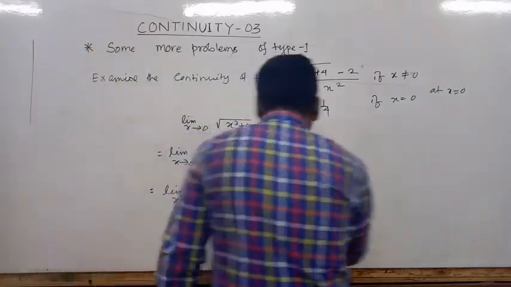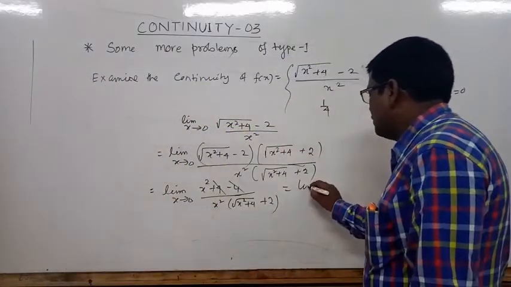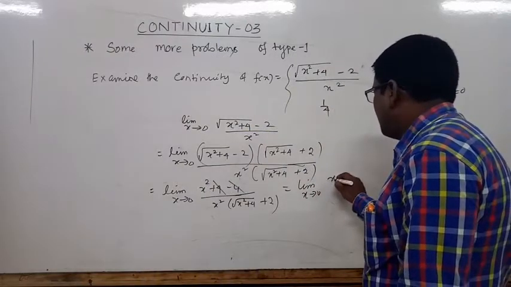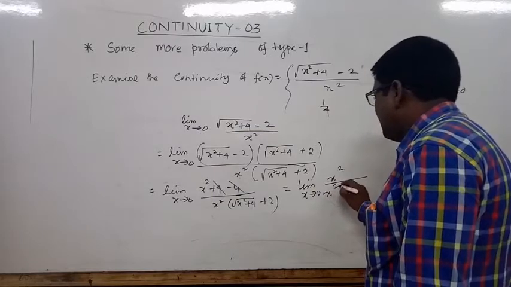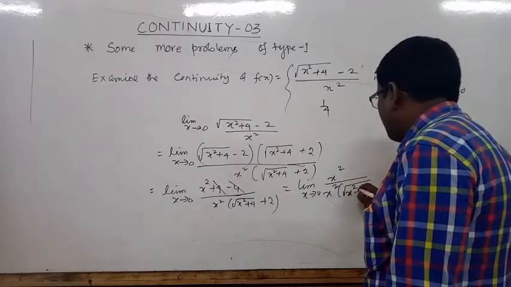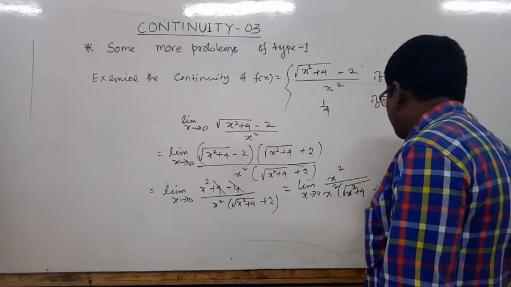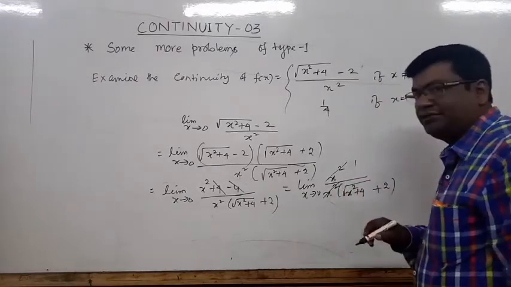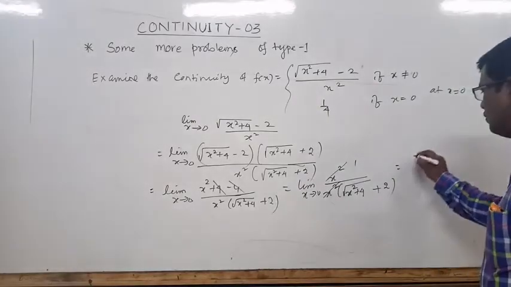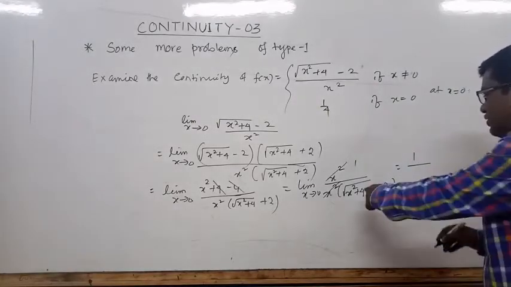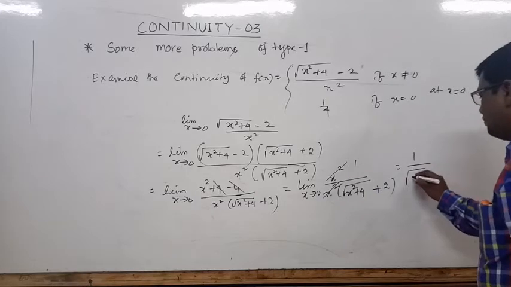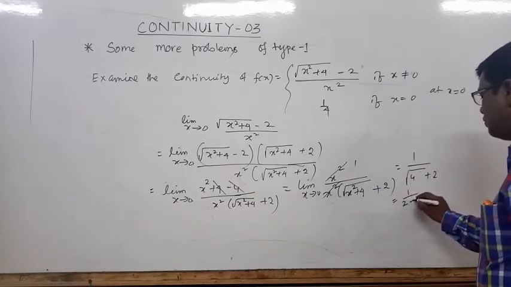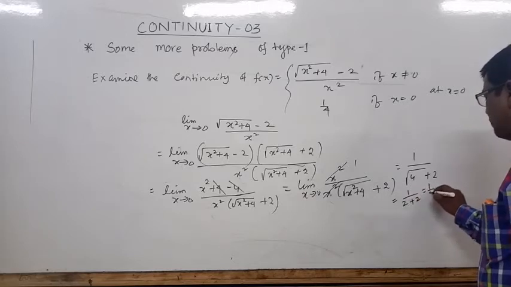This is equal to limit x tends to 0, x square divided by x square into root over x square plus 4 plus 2. Clear? x square cancels. This is equal to 1 over root of 0 plus 4 plus 2, that is 1 by 2 plus 2, which is equal to 1 by 4.